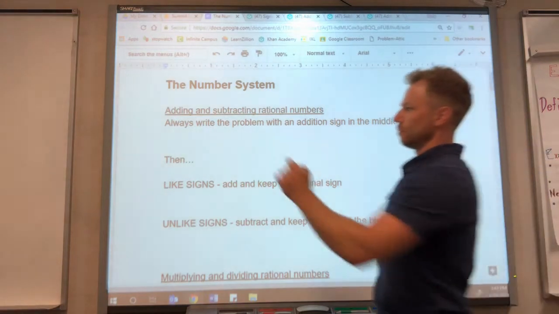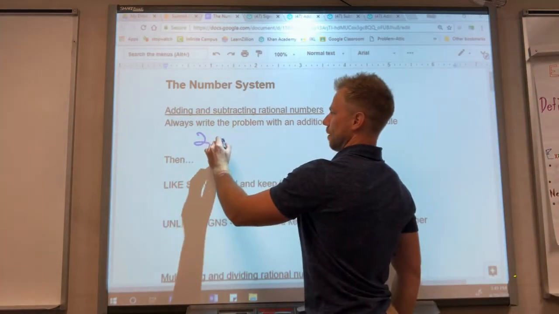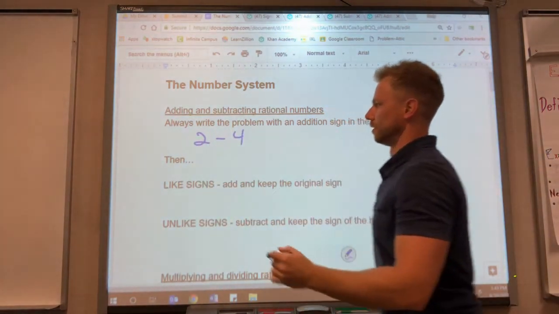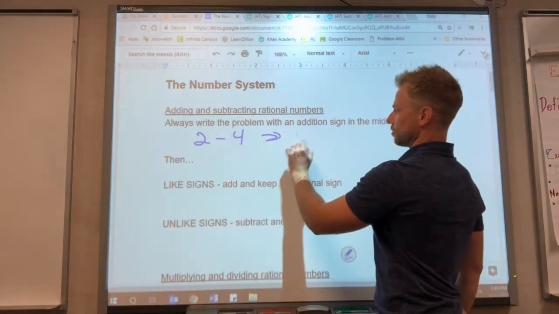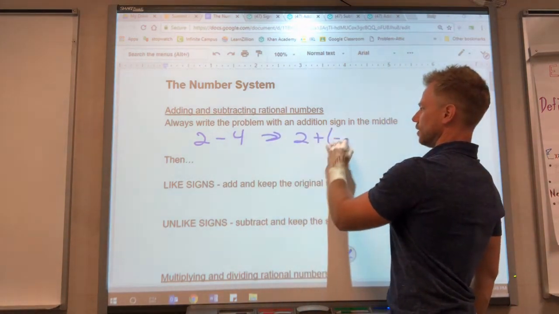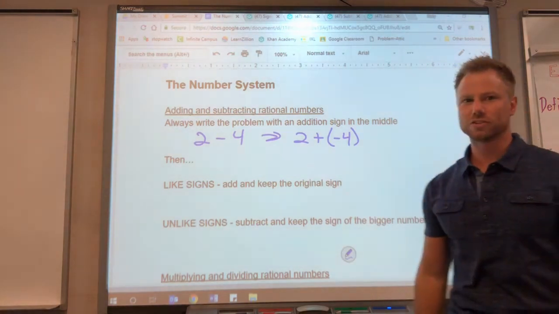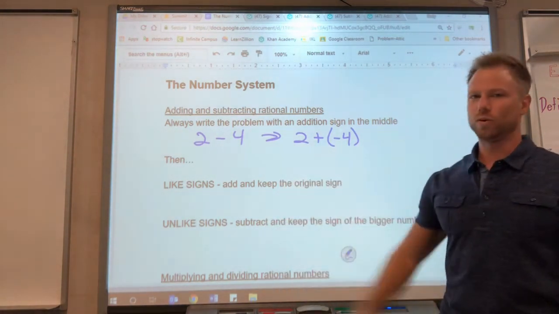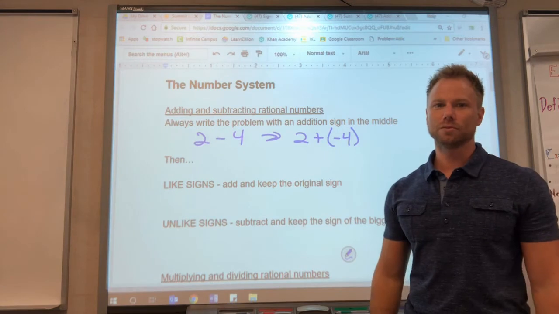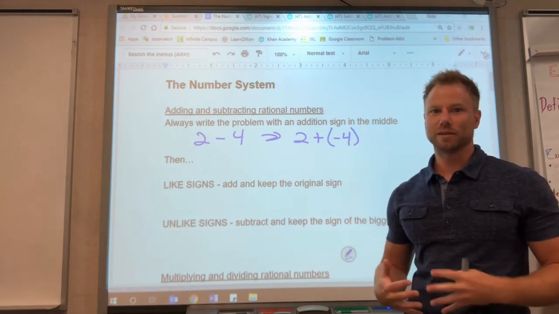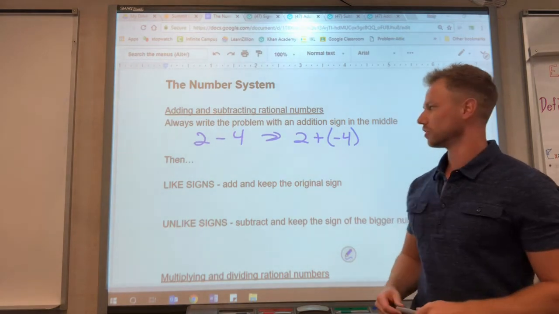So if we had something like 2 minus 4, I would rewrite that as 2 plus negative 4. Okay, and that's just going to help us down the line when we're working with more complex problems and trying to simplify them and figure out what the final answer is.